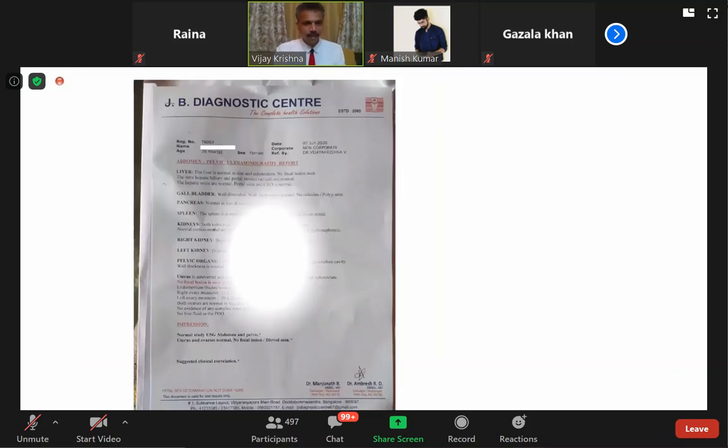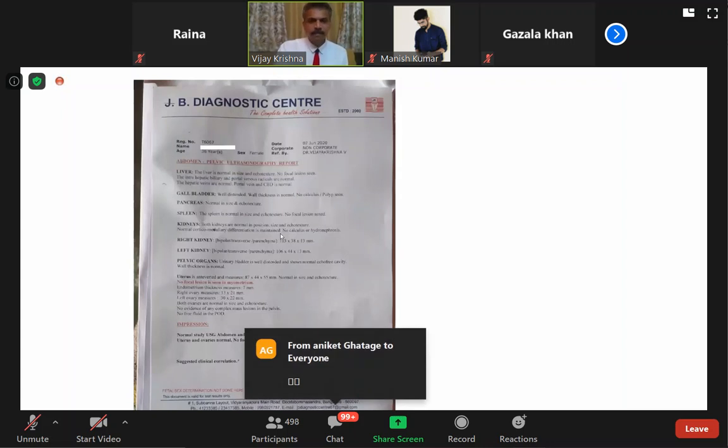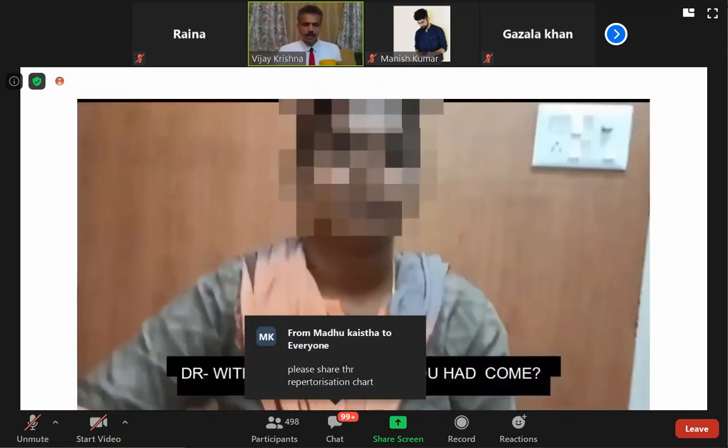And I hope you can see this. Normal study, ultrasound abdomen and pelvis. Uterus and ovaries are normal. No focal lesion or fibroid seen. Now this is what a right homeopathic medicine can do. Okay. So these were the rubrics considered and the remedy prescribed, and you have the results. Okay. So you listen to what she has got to tell.